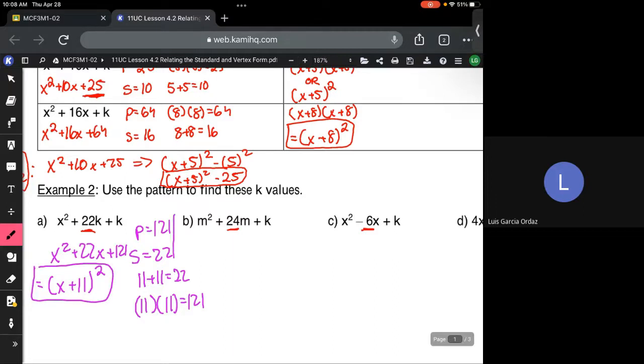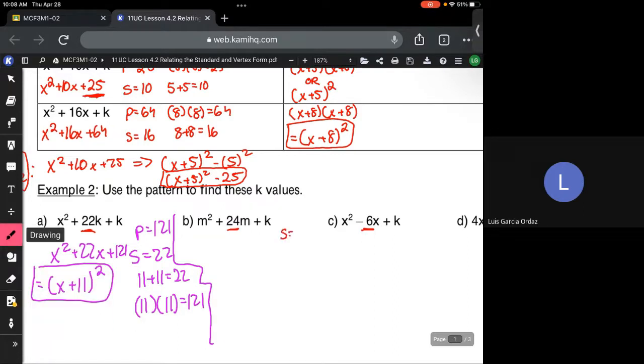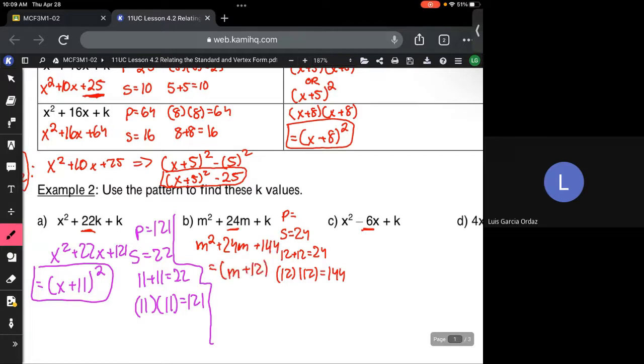Now, does someone want to do the next one for B? Cynthia. So the sum is 24. 12 plus 12 is 24. So then the product would be 144. Perfect. So what's my factor going to look like? What are the numbers that we used? 12. So my product is 144, which means my factored form is x plus 12 to the power of 2.